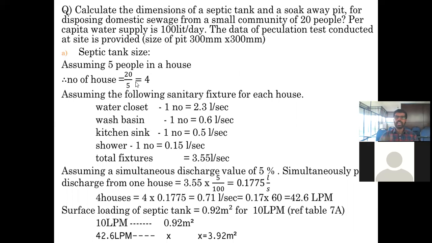Okay, so here two values are being given. One is the number of people. The second one is the water consumption. We have been asked to find out the dimension of the septic tank. Septic tank we have already found out yesterday, so today I am not dealing with the septic tank. You know how to find out the size of the septic tank. We are going to find out the size of the soak pit. We are going to find out the dimension of the soak pit. So that I am going forward.